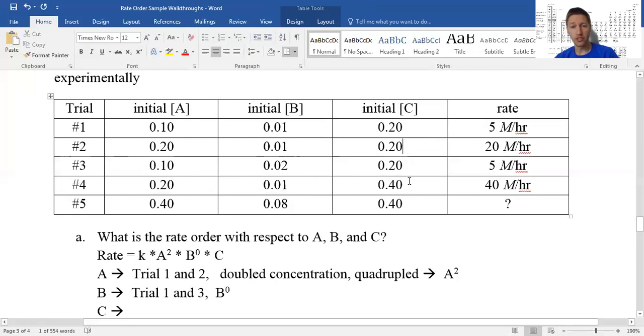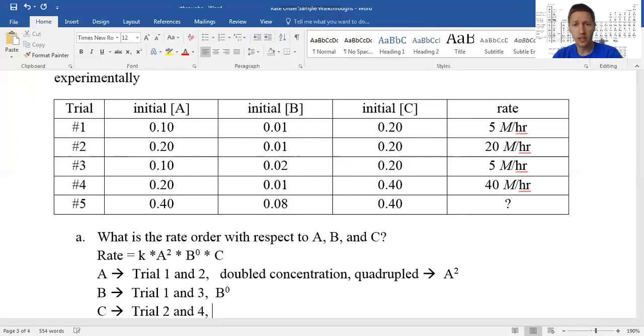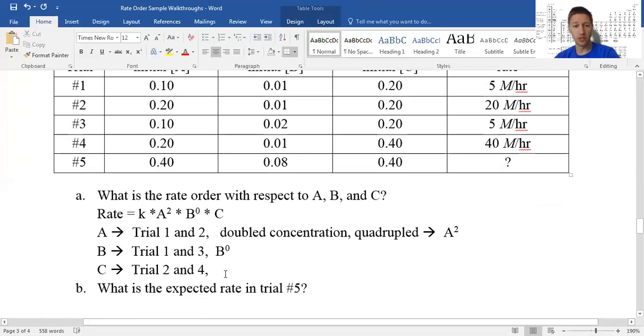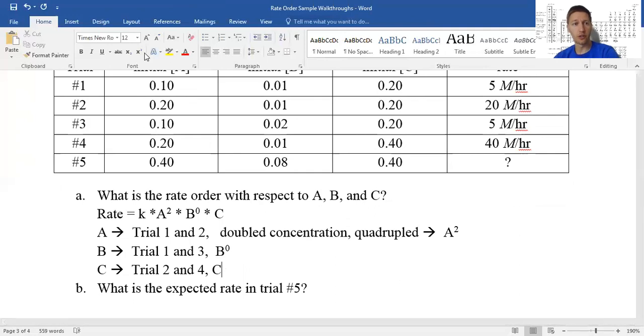When we doubled C, write that down, trial 2 and 4 are the ones we're using. When we doubled C, what happened to the rate? We went from 20 to 40. We doubled C, we doubled the rate. So that means that for this one, C is going to be first order.